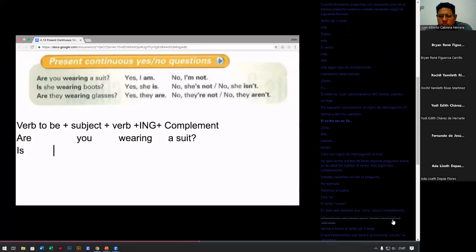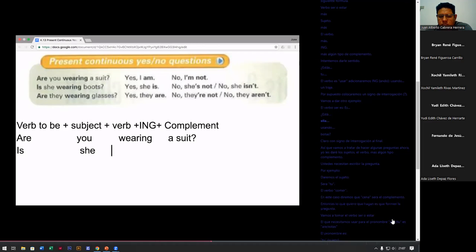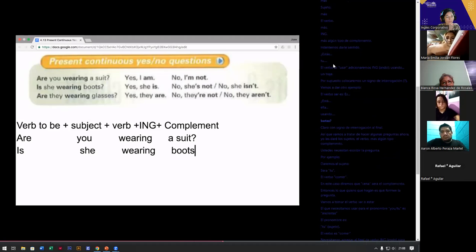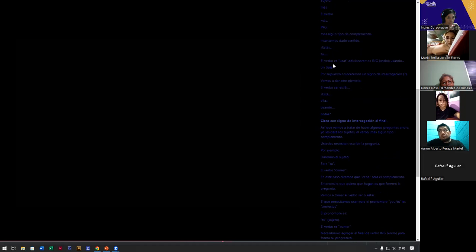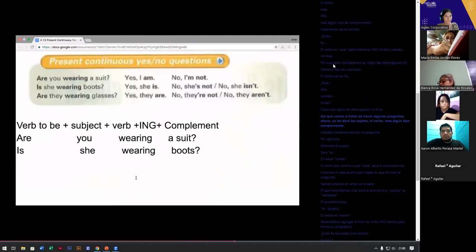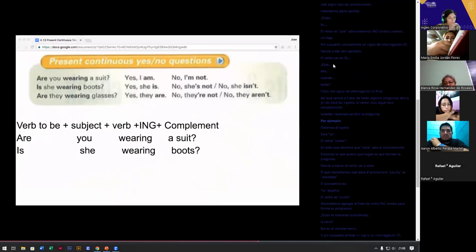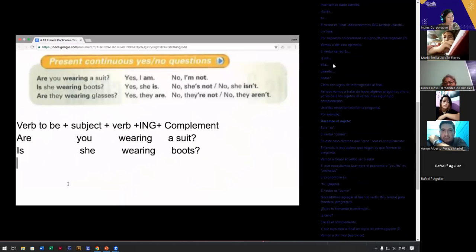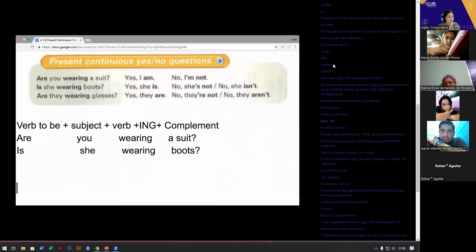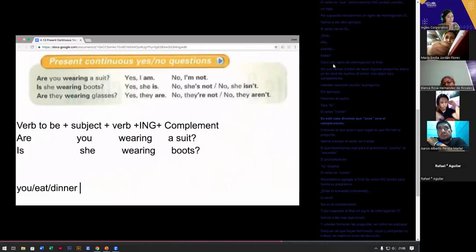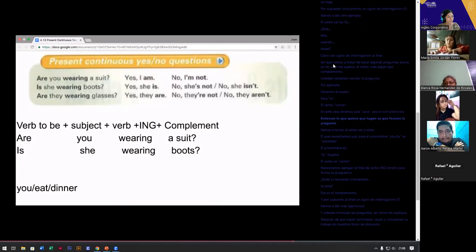The verb to be is she wearing boots? And of course, question mark at the end. So let's try to make questions now. I will give you the subject, the verb, plus some kind of complement. And you need to write the questions. For example, I'm going to give you, mention the subject will be you, the verb eat. And in this case, I'm going to say dinner is the complement. So what I want you to do with that is to form a question.